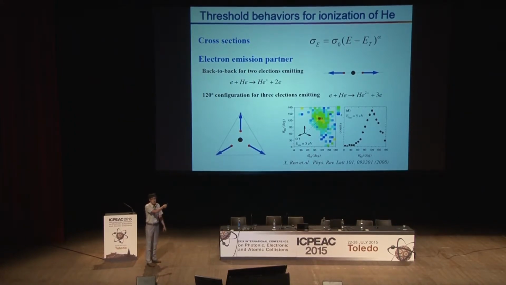Firstly, the cross-section will fit a power law form as a function of the excess energy. Secondly, for electron-induced single ionization of helium, the two electrons will be emitted back to back. This is because in the threshold region, the excess energy the two electrons could share is very, very low. It's even much lower than the binding energy.